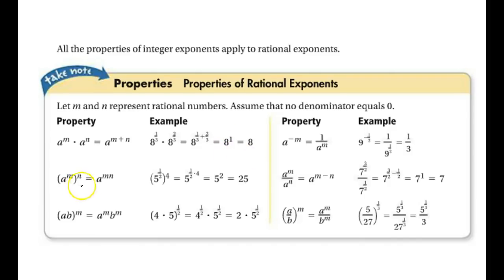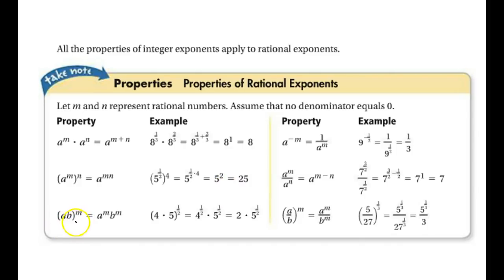The second property, we are taking a power and raising it to another power. So when we have a to the m power raised to the n power, we can multiply those exponents and we get a to the m times n power. So making that a little bit more applicable, we have this example, 5 to the 1/2 power raised to the 4th power, so we can multiply those exponents. So we have 5 to the 1/2 power times 4. 1/2 times 4 is 2, so that means we get 5 to the 2nd power, which is equal to 25.